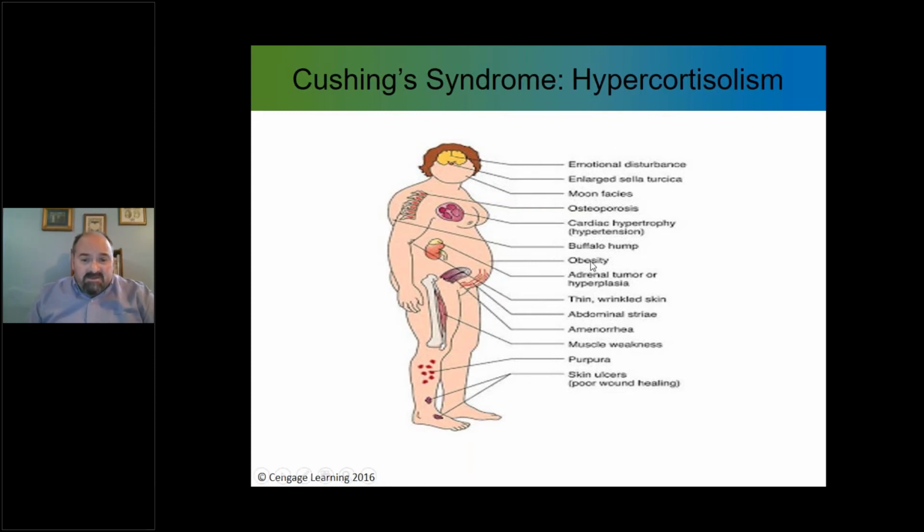Obesity, we know what that is. Tumors of the adrenal gland, wrinkled and thin skin, abdominal striae, meaning stretch marks. Multiple issues as far as the ovarian and uterine cycle can be affected. Muscle weakness, issues with skin ulcerations and little dot hemorrhages and such. Hypercortisolism, increased levels of cortisol.